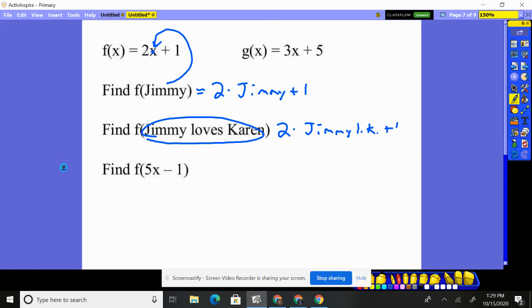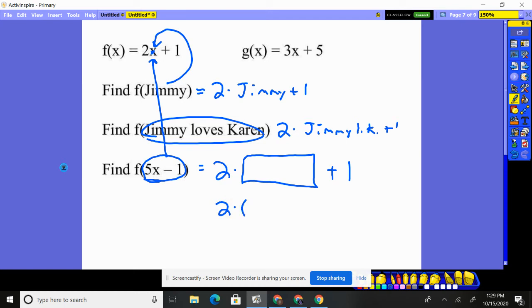So if it says find f of 5x minus 1, we're going to plug 5x minus 1 into that x. The f function says do 2 times whatever they give you plus 1. This is the way I like to do it. The first one they gave us Jimmy, so we said 2 times Jimmy plus 1. The next one said Jimmy loves Karen, so we did 2 times Jimmy loves Karen plus 1. So this time we'll do 2 times whatever they gave us, which in this case is 5x minus 1, and then add 1. We distribute through, we get 10x minus 2 plus 1. Final answer, 10x minus 1.